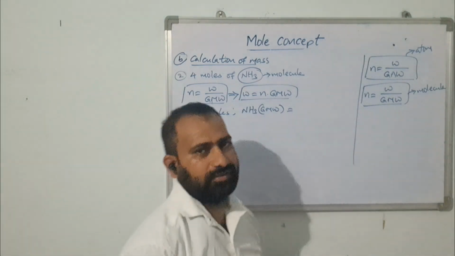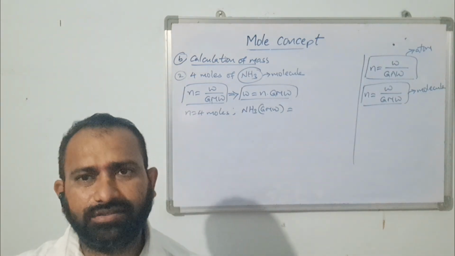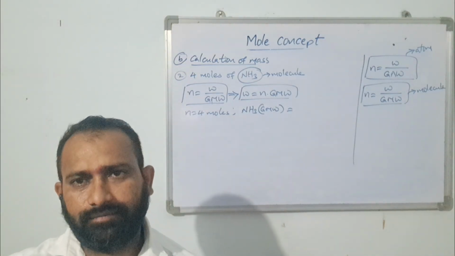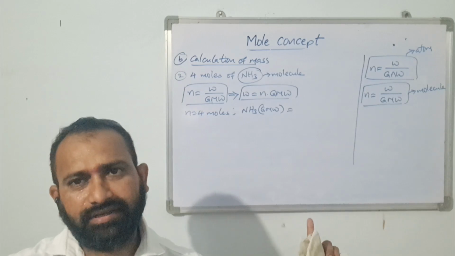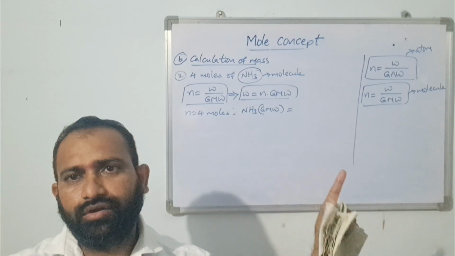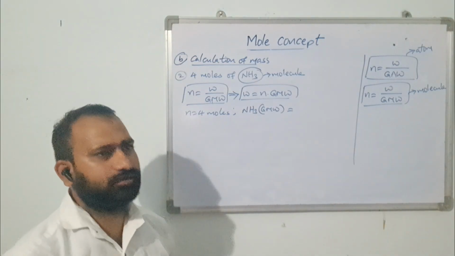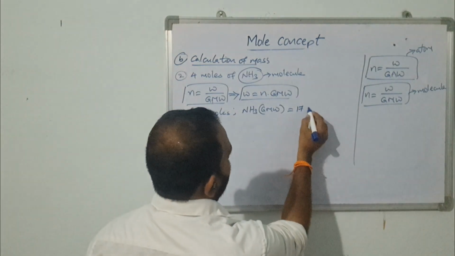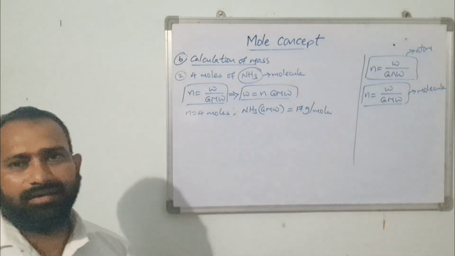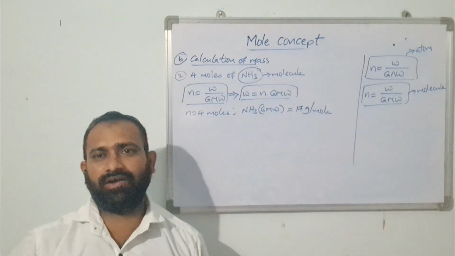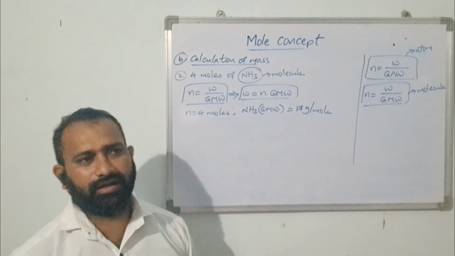Ammonia has 1 nitrogen atom and 3 hydrogen atoms. Nitrogen gram atomic weight is 14 and hydrogen gram atomic weight is 1. Totally, there are 1 nitrogen and 3 hydrogens. So 14 plus 3 gives 17 grams, 17 gram per mole. How can we get gram molecular weight? Gram molecular weight is nothing but the sum of gram atomic weights of the atoms present in the given molecule.